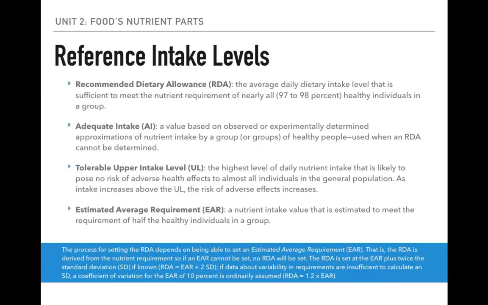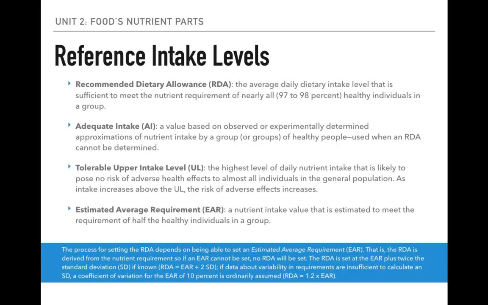This is the average daily intake level that can meet the requirements of nearly all healthy individuals in a group. And the way it works is you find what nutrient amount is necessary for a large group of people. You end up with a bell-shaped curve, and based on the mean and standard deviation, you can approximate what 97 to 98% of a population would require.